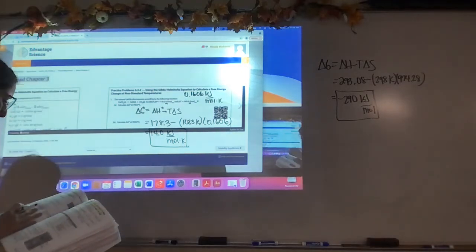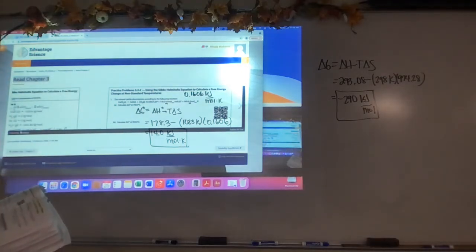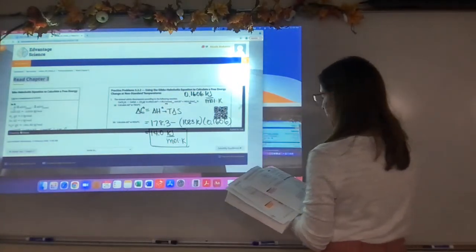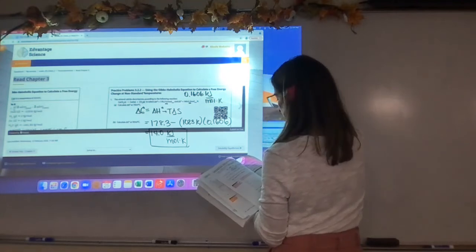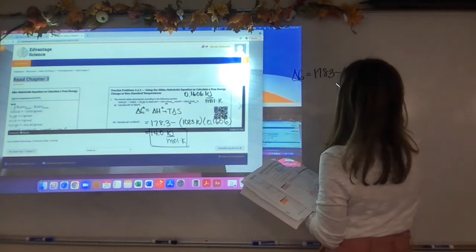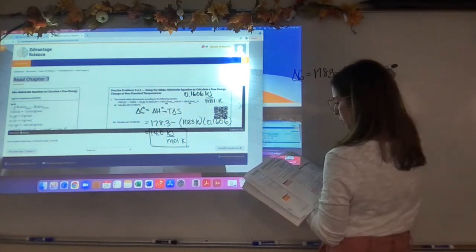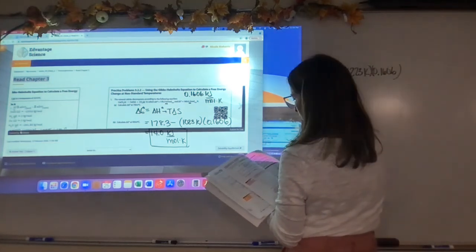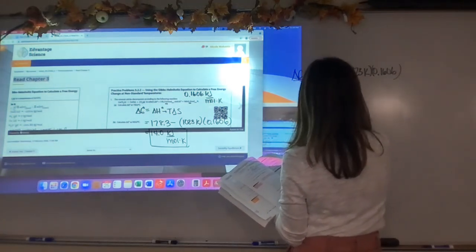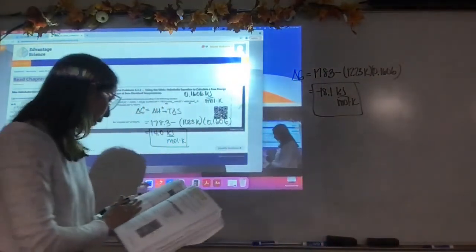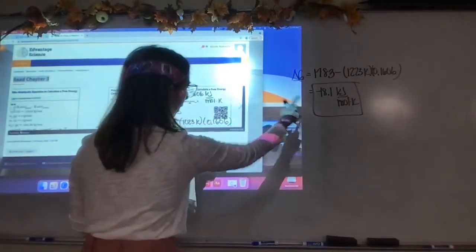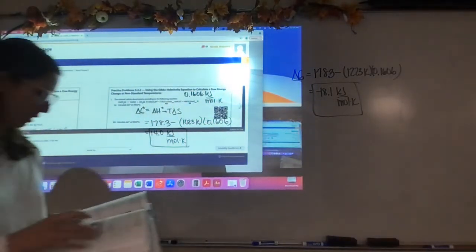And then part B says calculate delta G at 950 degrees Celsius. Okay, so if we're going to do that, this is going to be equal to 178.3 minus 1223 Kelvin times 0.1606. So this would be negative 18.1 kilojoules per mole. So now, C says, does the reaction become more or less spontaneous as the temperature increases? Well, as the temperature increased, it became more spontaneous because now my delta G is negative.